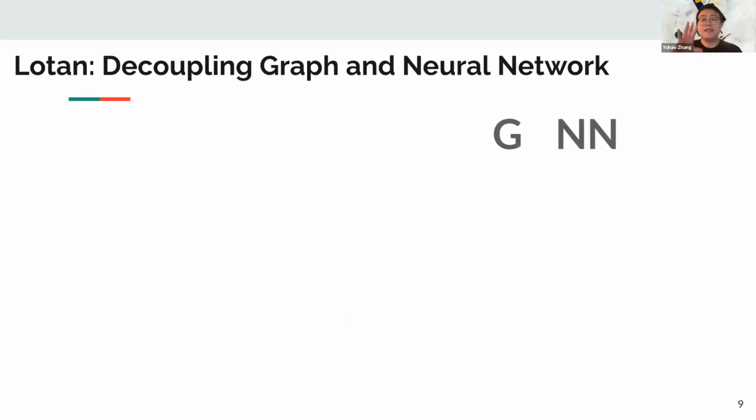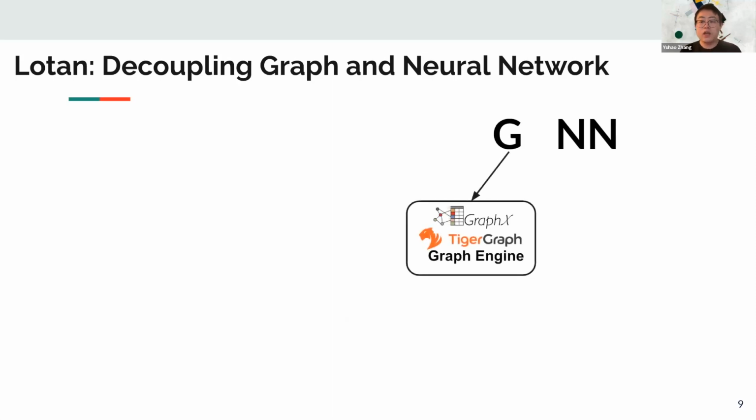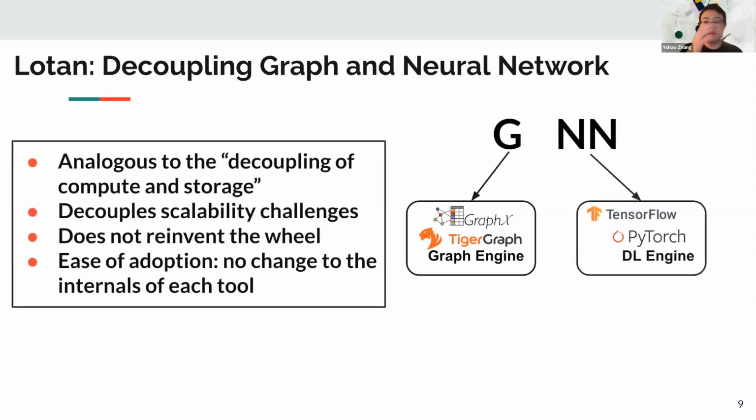Our take is that GNN equals graph processing and neural network. We divide and conquer the scalability challenges of graph and neural network separately. This is then analogous to the separation of compute and storage in cloud computing. We can then use dedicated but existing systems to tackle these challenges separately, and they can scale independently, meaning if you scale up one side, the other side doesn't necessarily get interfered because of the changes.